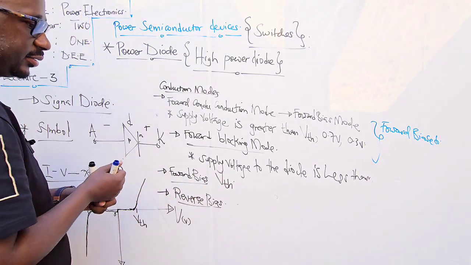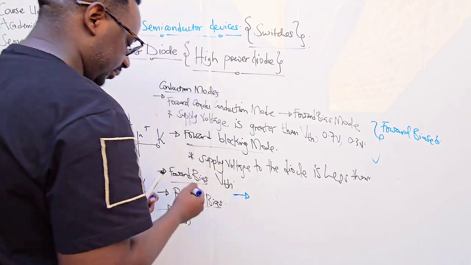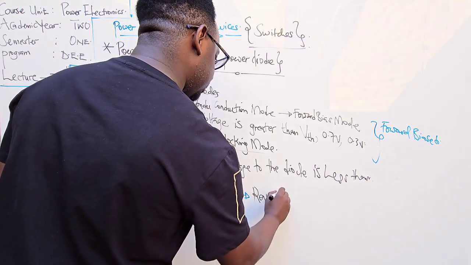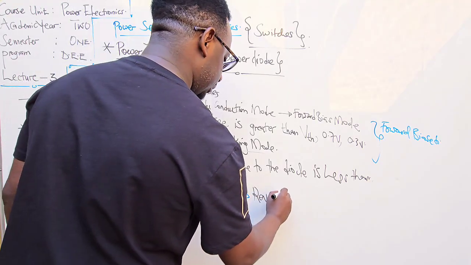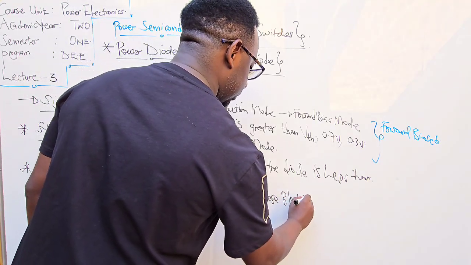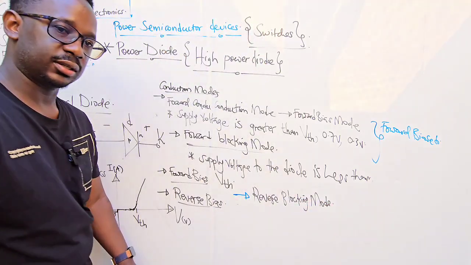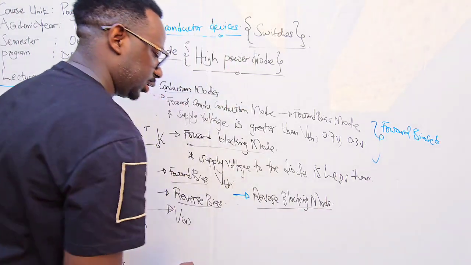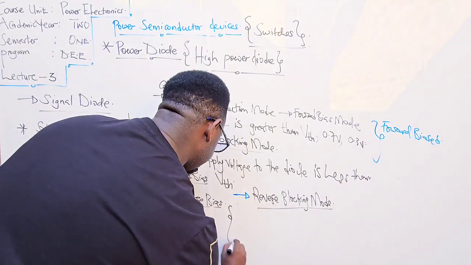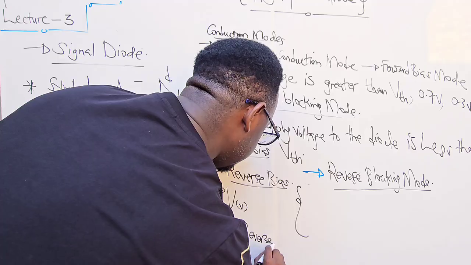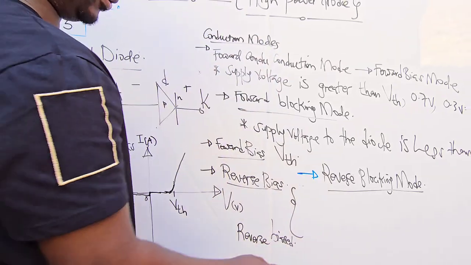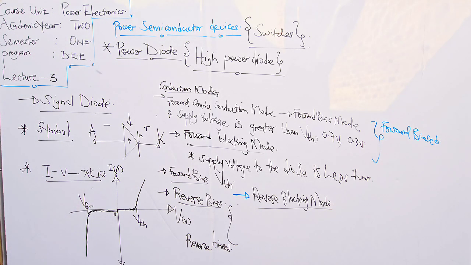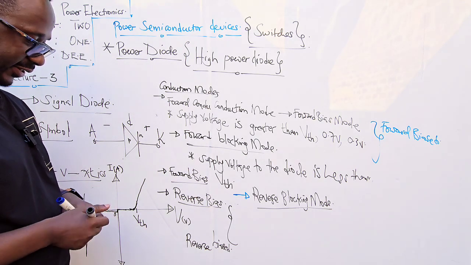All right, we have another mode. That is the reverse blocking mode. Here the diode is reverse biased.